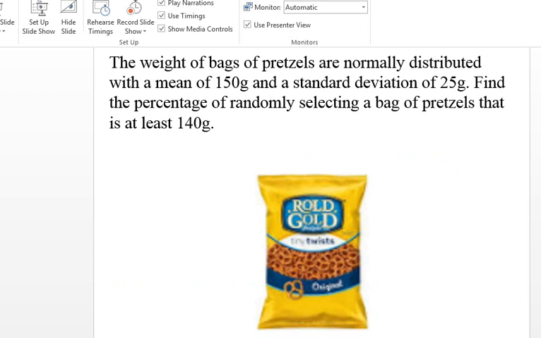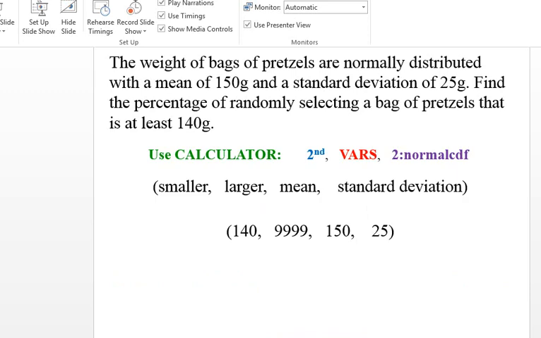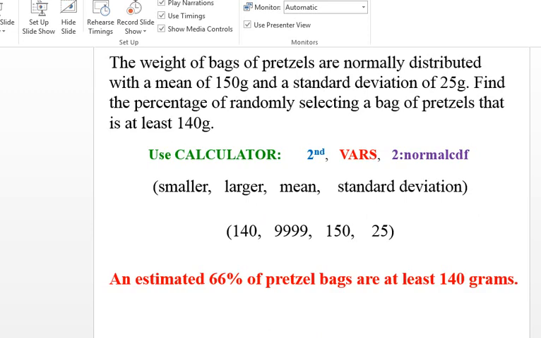Keywords is at least. Josh, you get a job. You're going to make at least $10 an hour. What does that mean? That's the smallest you're going to make, right? So your smallest, in the case of Josh, is going to make $10 or more. So you're going to have 140 or more. Is this your small or your large number? So do we see a large number? So your large number will be 9999. And Cynthia, what is your percentage? 66. I agree. So an estimated 66% of pretzel bags are at least 140. That means 140 or greater. Great job.